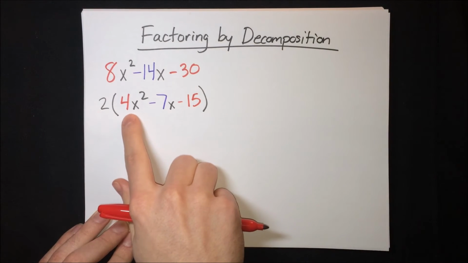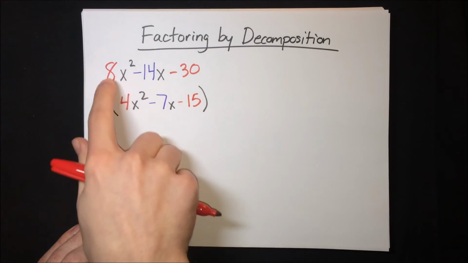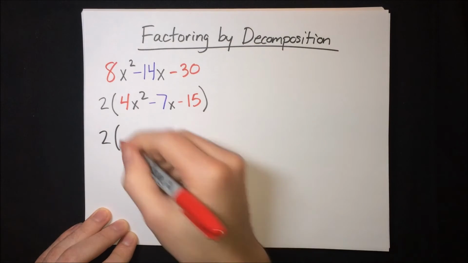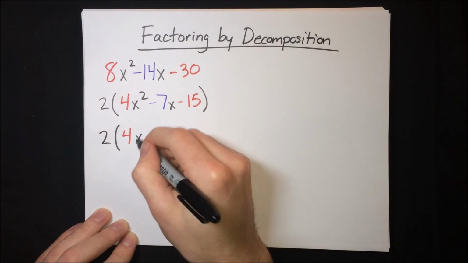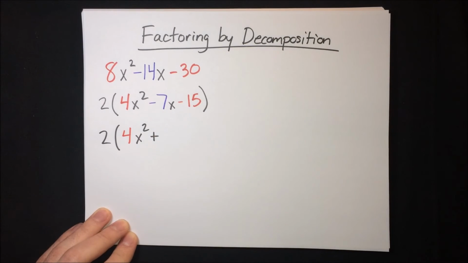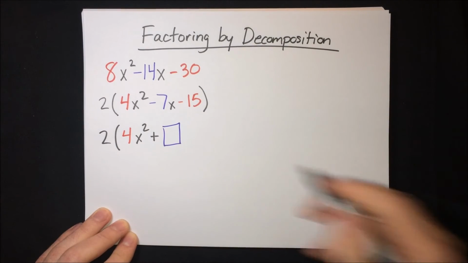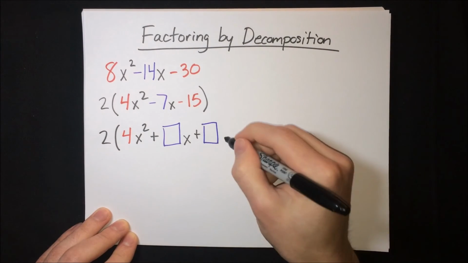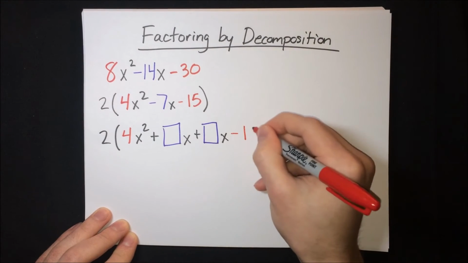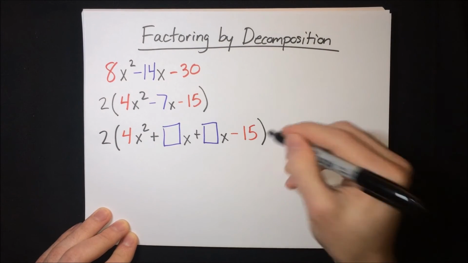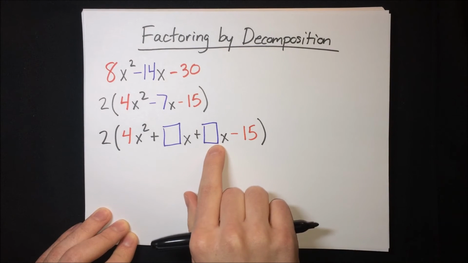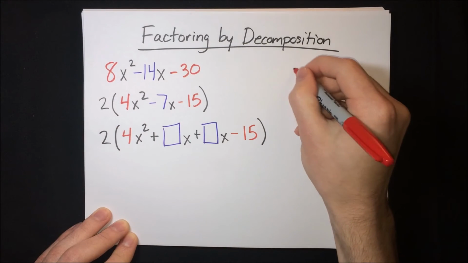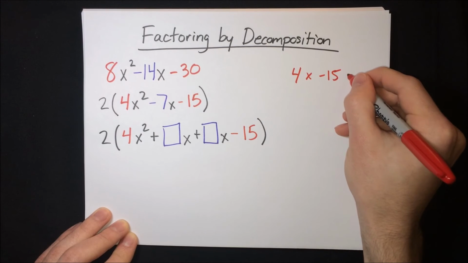Now the problem is just to factor what's inside the parentheses here, which is a little bit easier than what we started with. So let's write this in decomposed form. We'll write our 4x squared, then plus something times x, then plus another something times x, then minus 15. And we have to figure out what two numbers can we put in the boxes such that they add to negative 7 and they multiply to 4 times negative 15, which is negative 60.